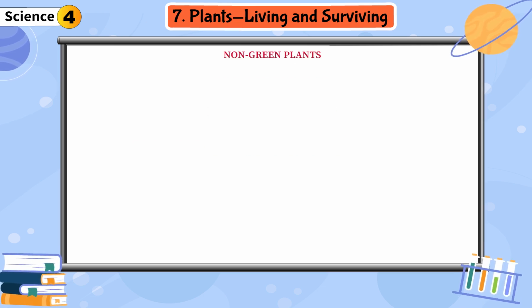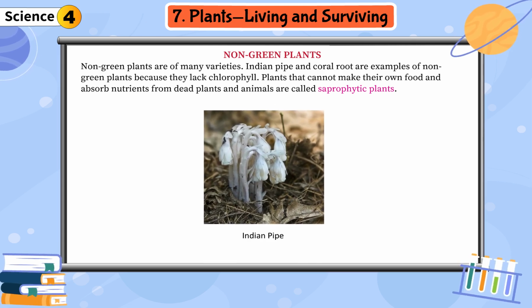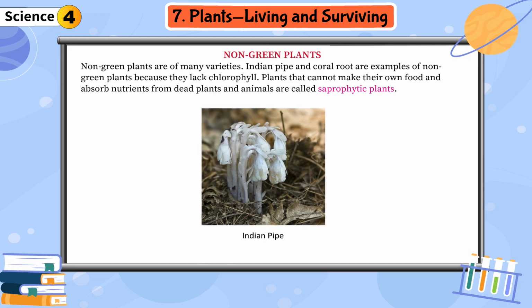Nongreen plants. Nongreen plants are of many varieties. Indian pipe and coral root are examples of nongreen plants because they lack chlorophyll. Plants that cannot make their own food and absorb nutrients from dead plants and animals are called saprophytic plants.